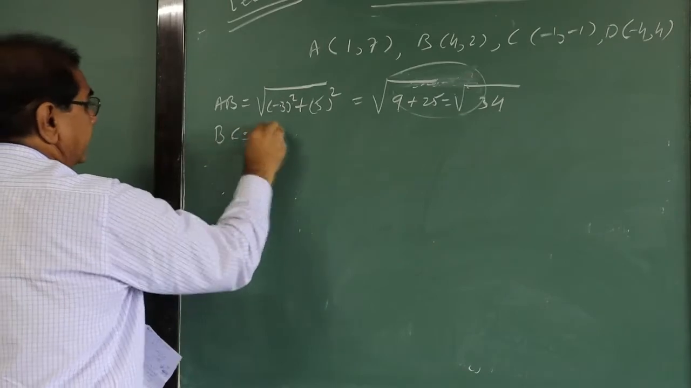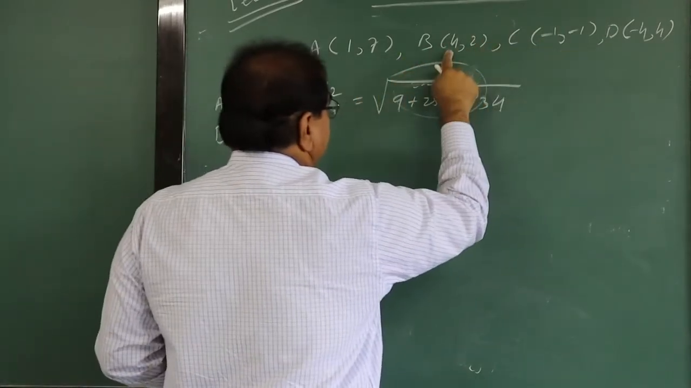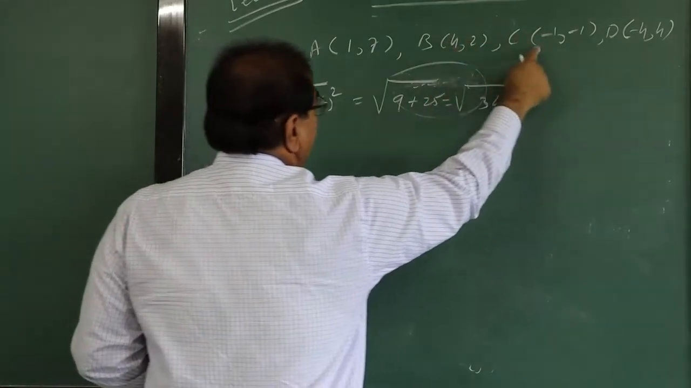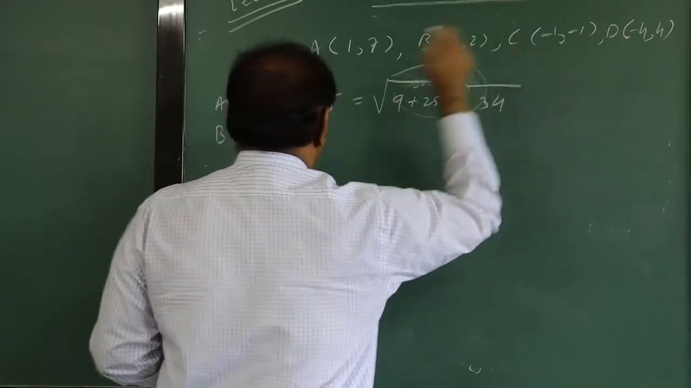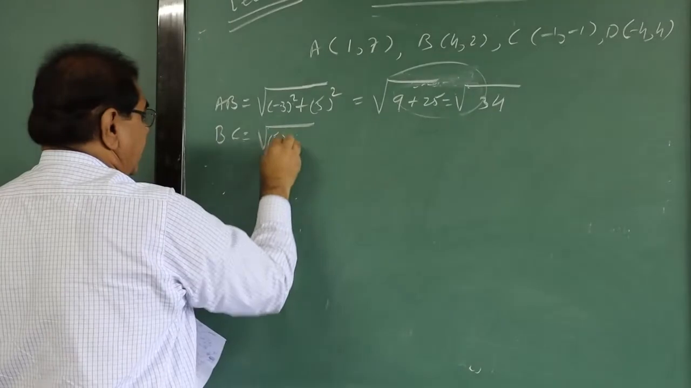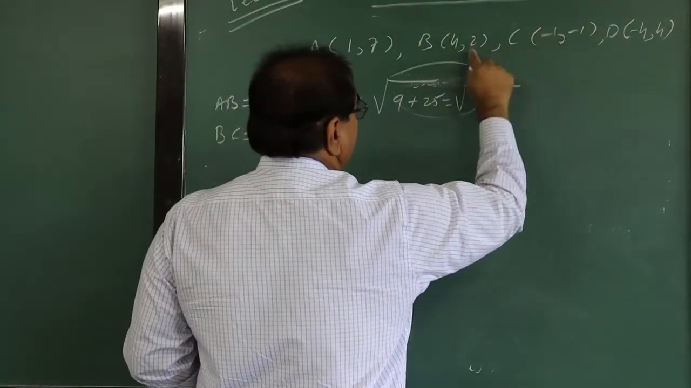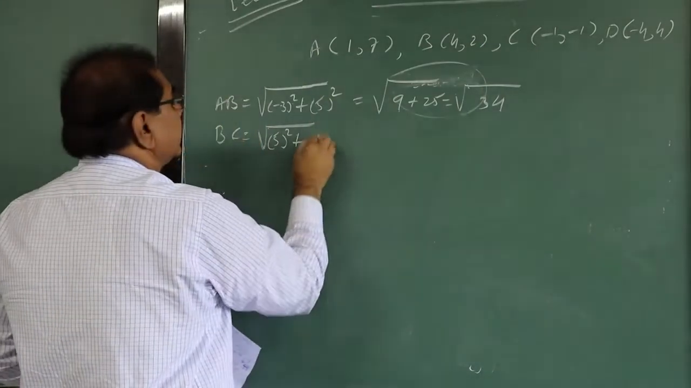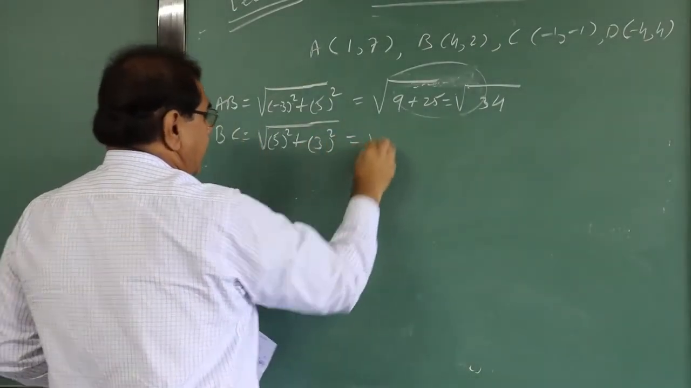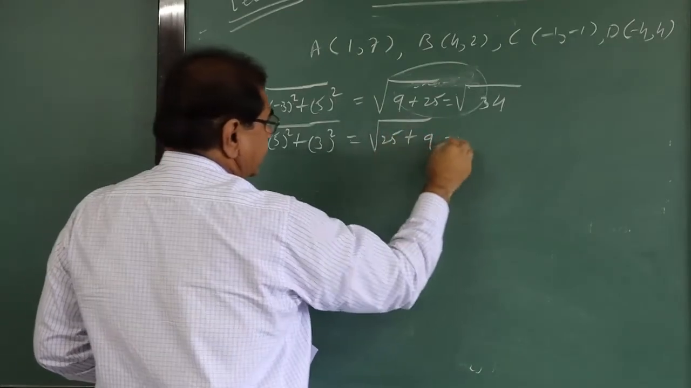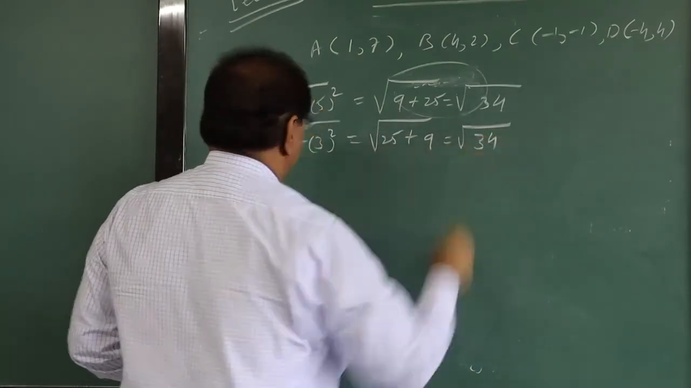BC. Now these 2 points, x1, y1, x2, y2. 4 minus -1, so 4 plus 1, it is 5 whole square. 2 minus -1, so 2 plus 1, it is 3. So ultimately it is 5 square is 25, 3 square is 9, same numbers. So it is square root of 34.